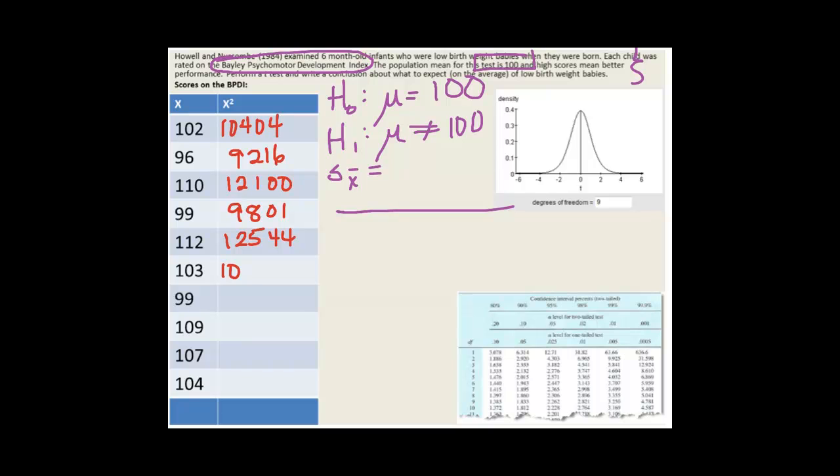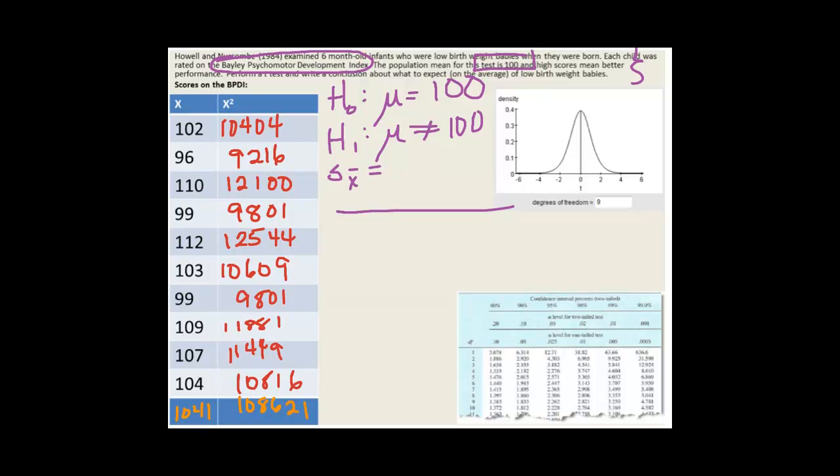103 squared is 10609. Here's another 99, same value, 9801. And 11881, 11449, and 10816. Of course, if you want to use Excel, you certainly may. Excel can do all of this very easily for you, and you should have enough background knowledge to be able to do that. The sum of the values of x adds up to 1041, and the sum of the squared x values is 108621.